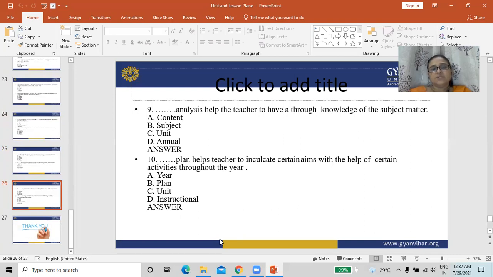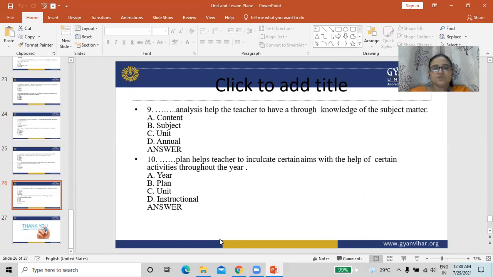Analysis helps the teacher to have thorough knowledge of the subject matter. Option A, content. Option B, subject. Option C, unit. And option D, annual. Choose the appropriate answer or send me your answer in my comment box.